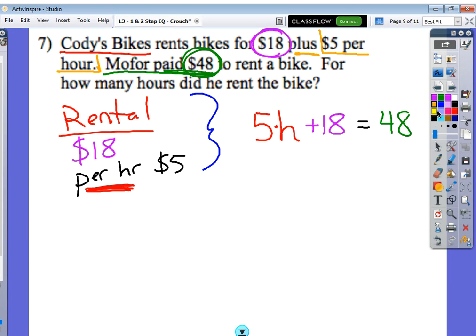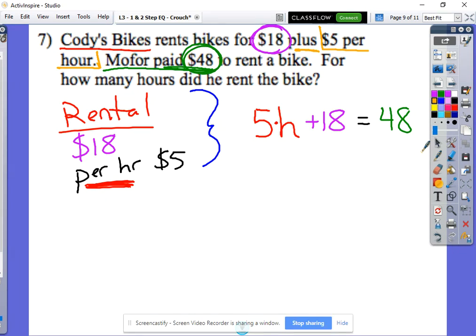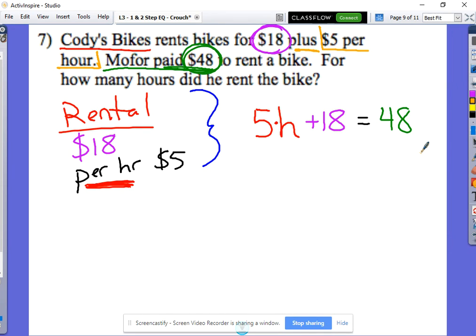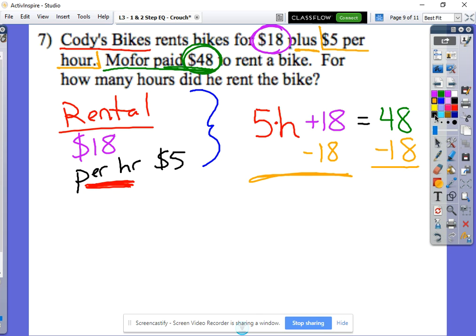If we solve this, we use what we talked about previously: doing the opposite to undo, or doing the opposite to solve. So we start with addition, and we have plus 18 here. The opposite of adding 18 is subtracting 18. So we're going to subtract 18 here. And since we did it to the left-hand side of the equation, we have to do it to the right-hand side of the equation. All right, keep everything balanced.